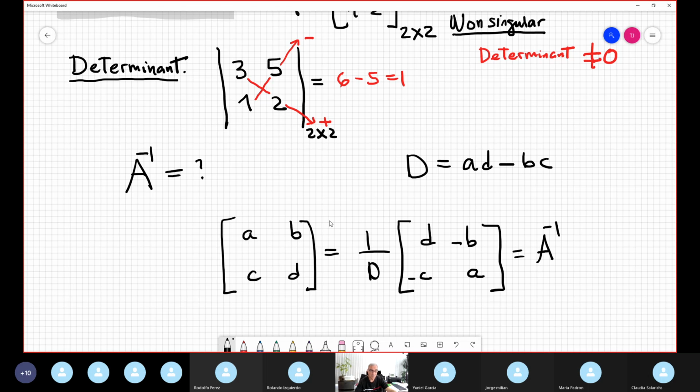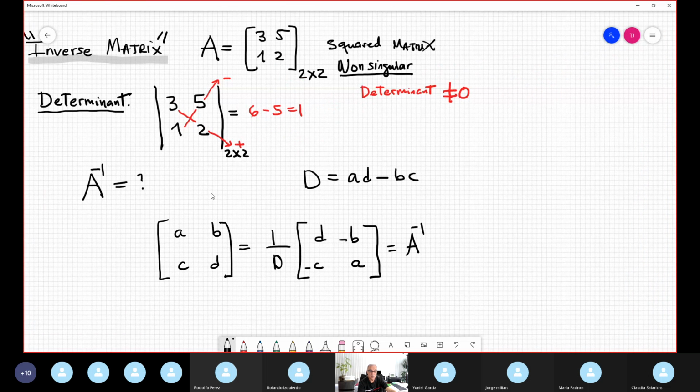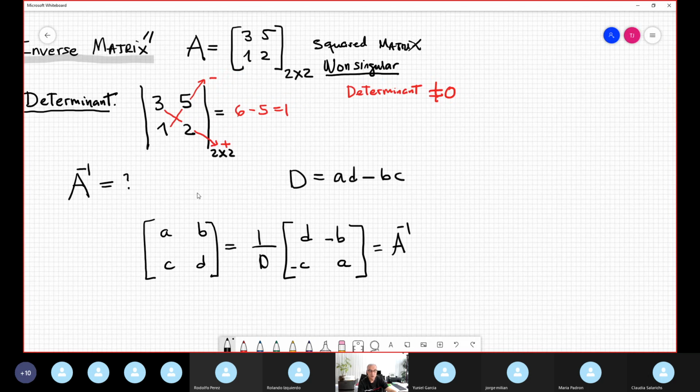Okay, now in our specific example, I retake the specific example we started at the beginning. It's 3, 5, 1, 2, no? Okay, what's the inverse? Well, the determinant is 1. The determinant is 1. 1 over 1 is 1. Okay, so the inverse is 1 over 1. And this is A, and this is B, and this is C, and this is D, no? A, B, C, D.